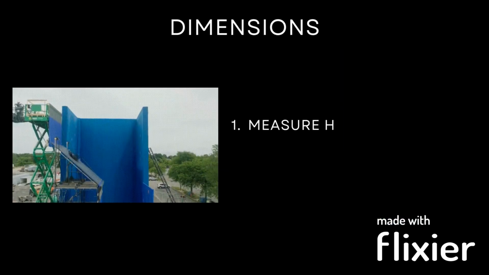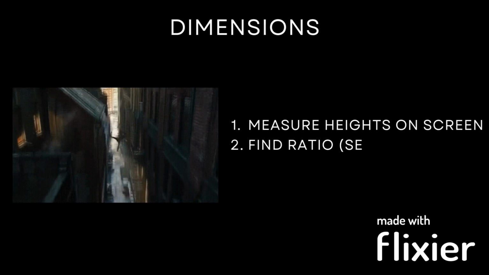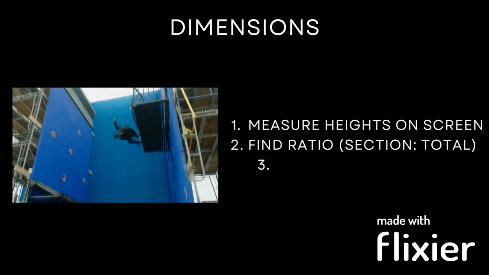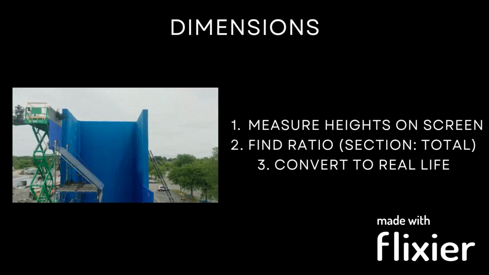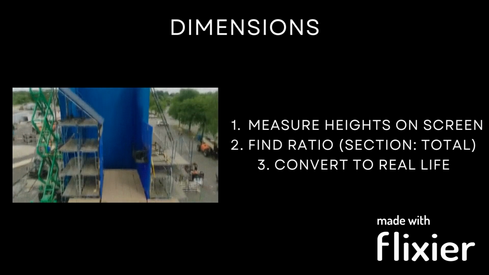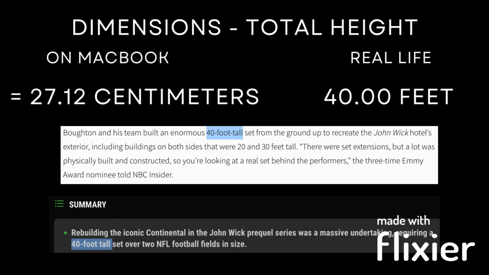Our first step is to measure the dimensions of the set used during the filming of the actual stunt, so we can refer to Parabellum's production visual effects supervisor Rob Nederhorst in the video that he has posted on the left. By measuring the amount of centimeters that each section takes up on the screen and a ratio of the total height, which is 27.12 centimeters, and the real life height of 40 feet, we can find the actual height in real life of each section that John Wick falls.